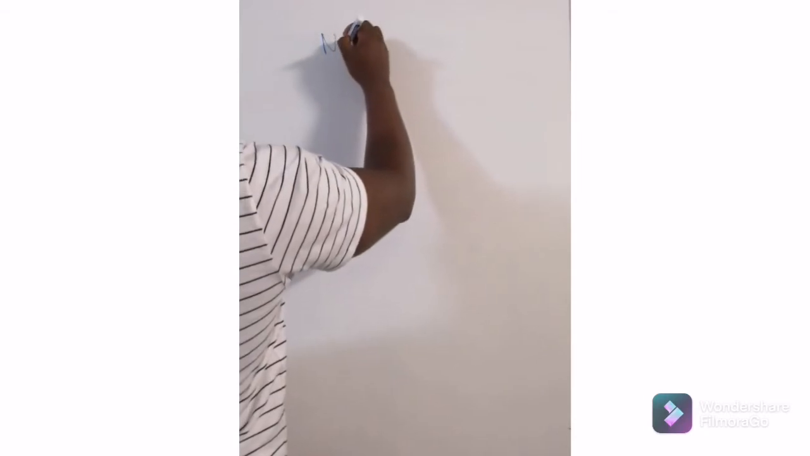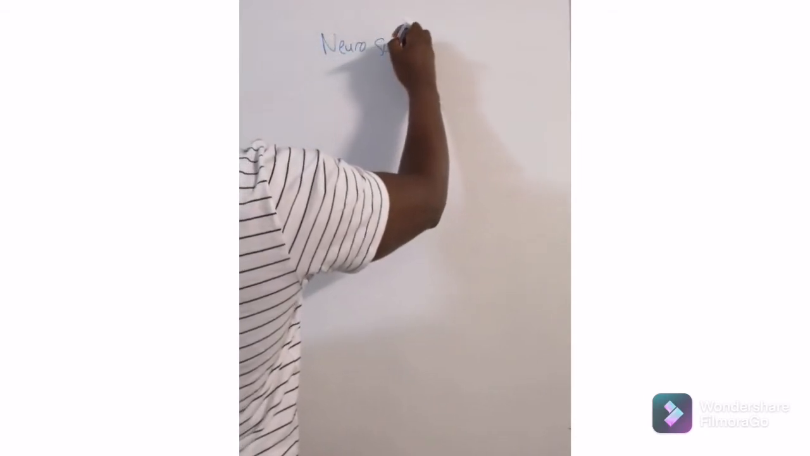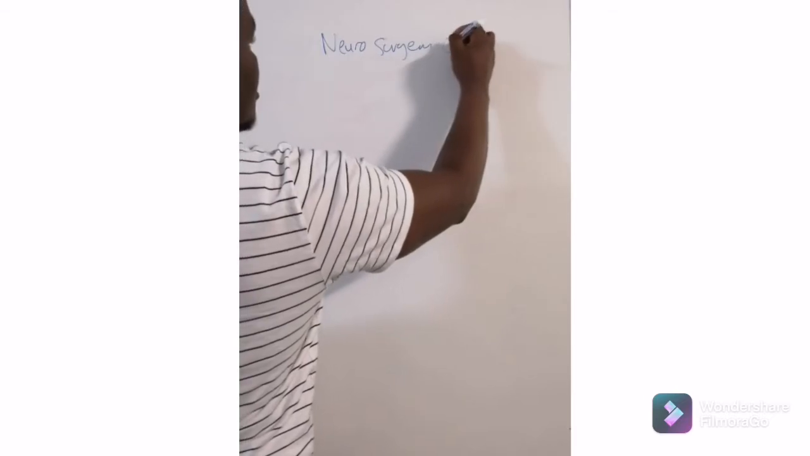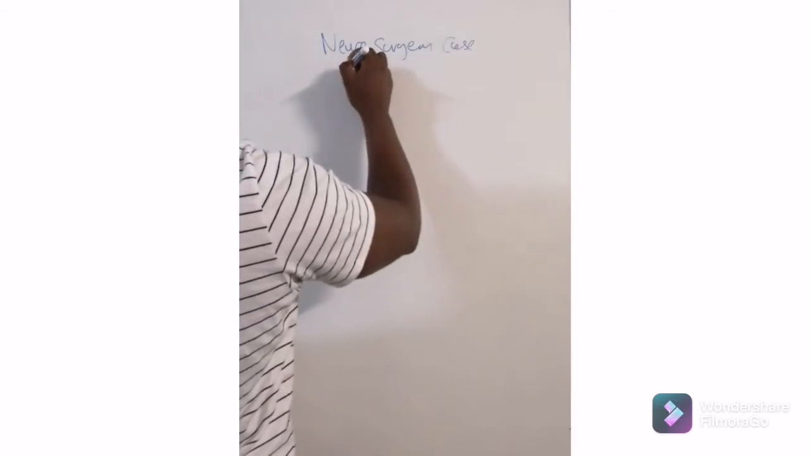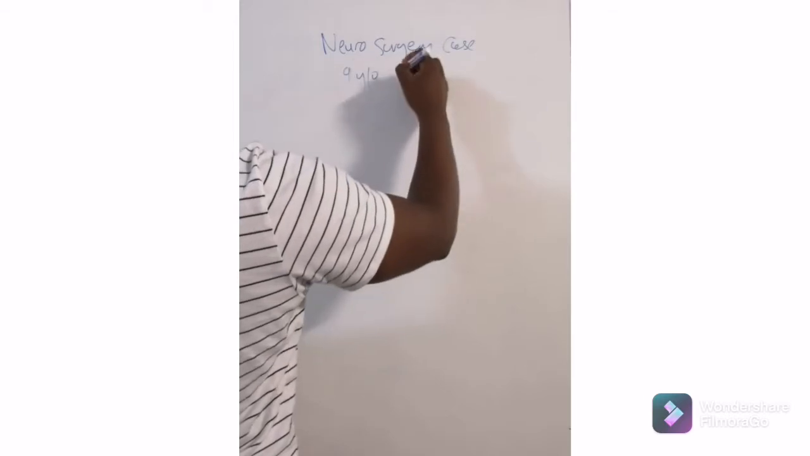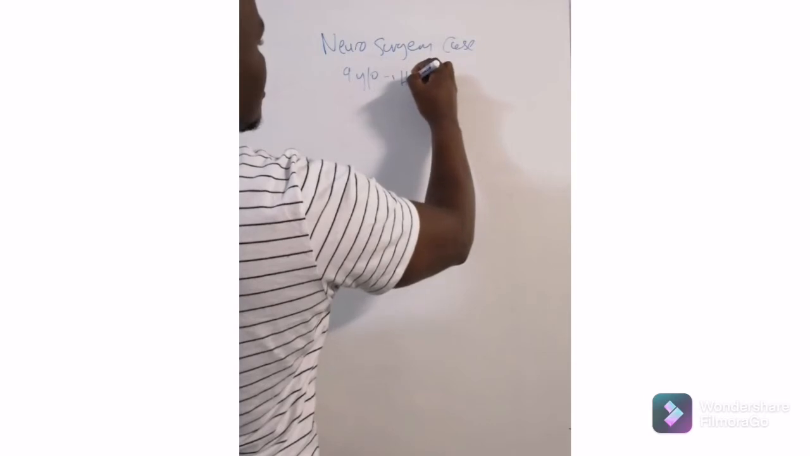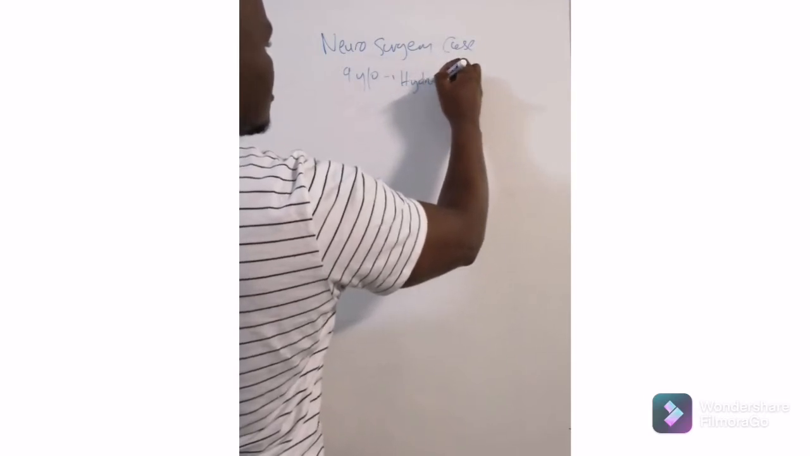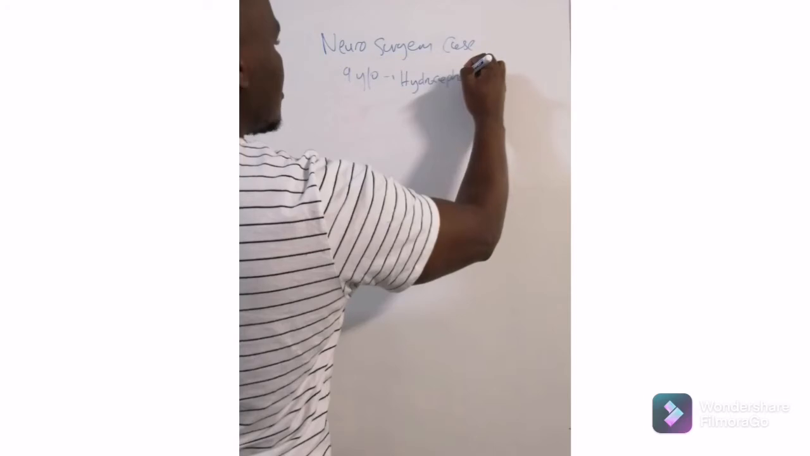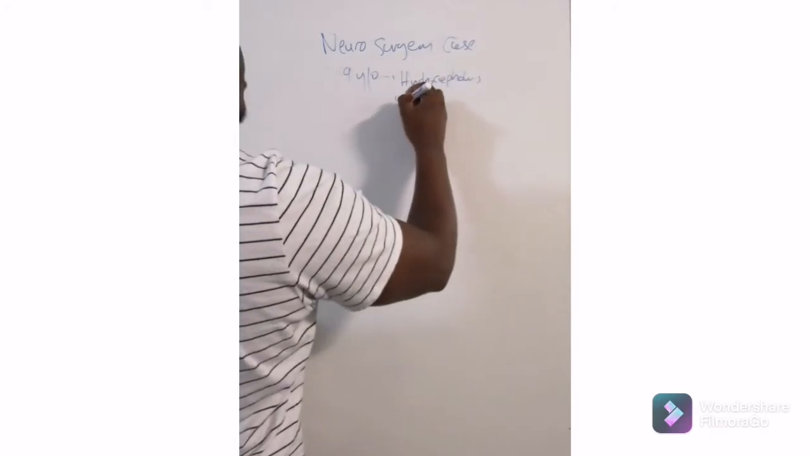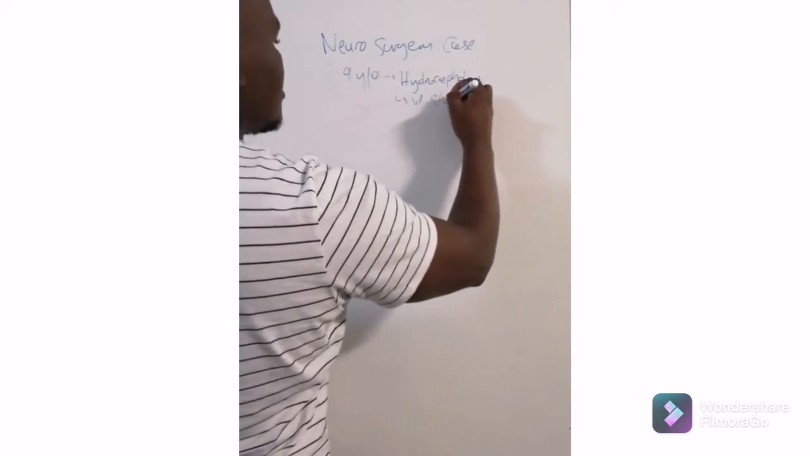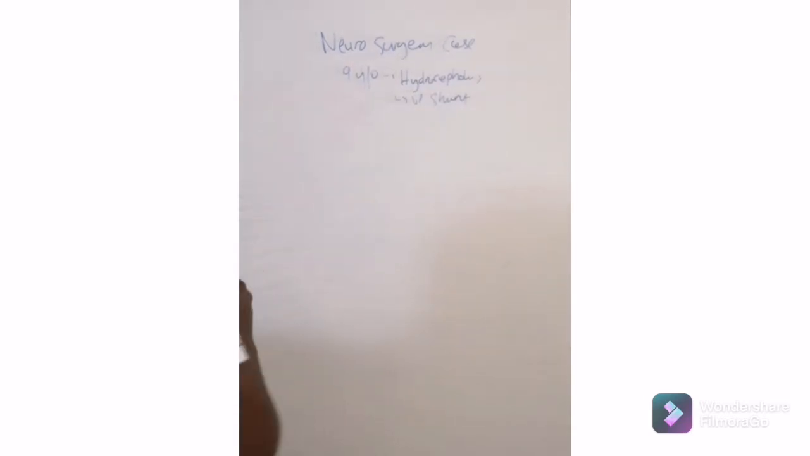So this is a neurosurgery case, and this was a 9-year-old where they wanted to insert a VP shunt on this kiddie. So what was our anesthetic approach to this patient?